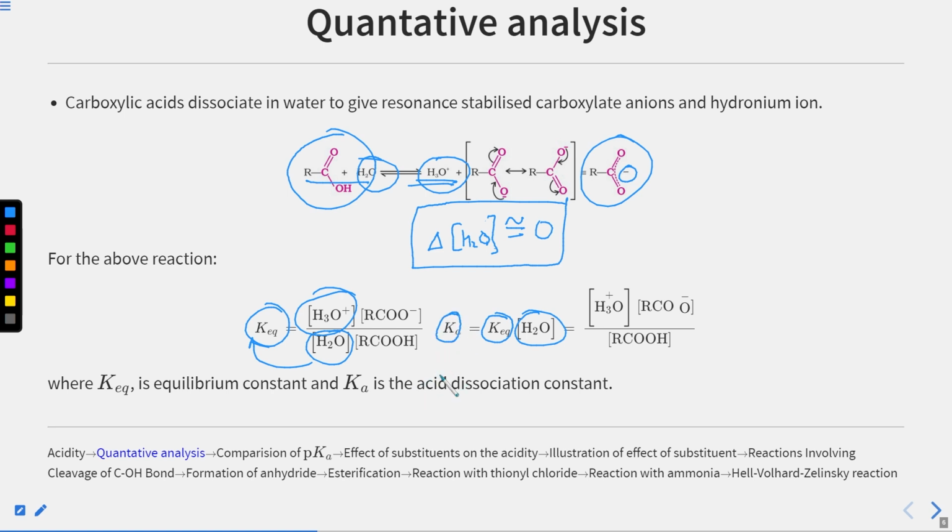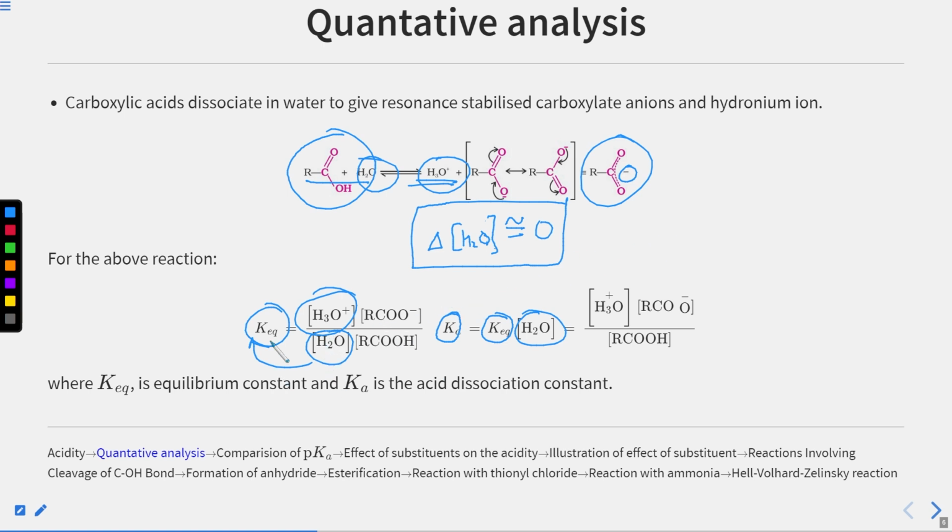Now you have learned this acid dissociation constant in the ionic equilibrium part. No problem, you can relate the same thing here also. It is the same concept, only in this case we are applying it to organic chemistry. Clear? So how do we write this?